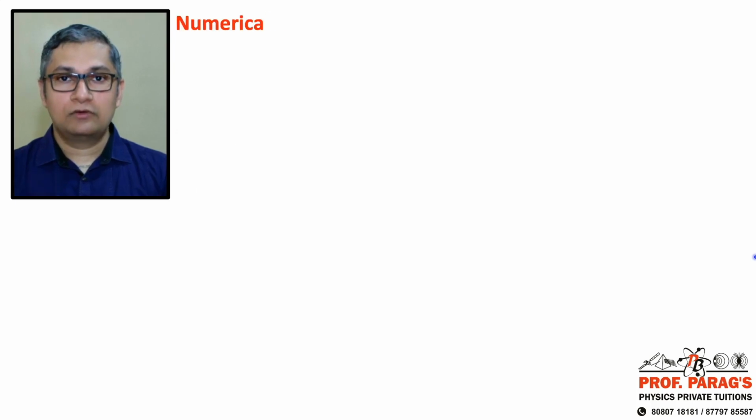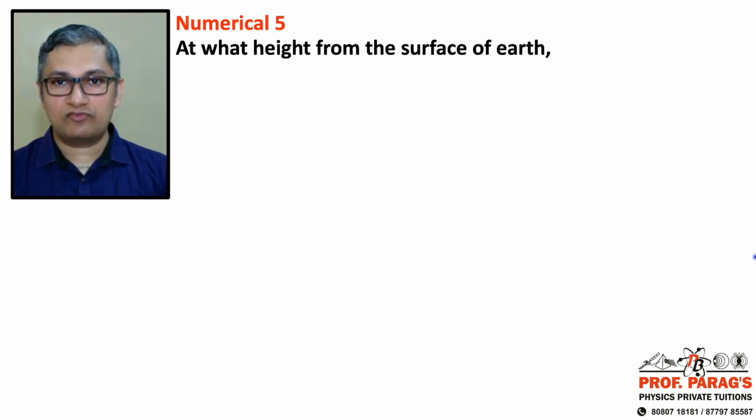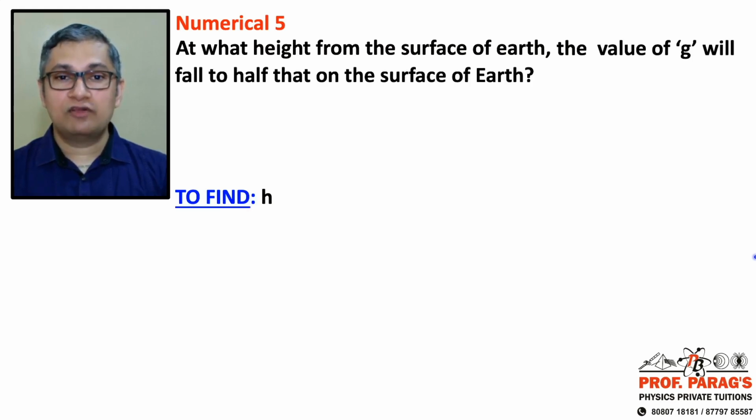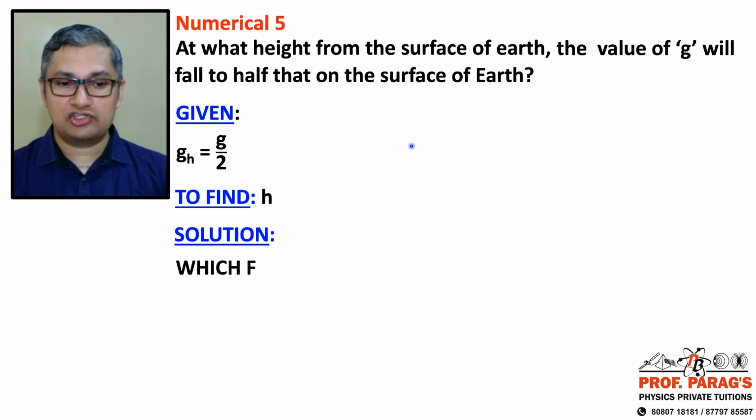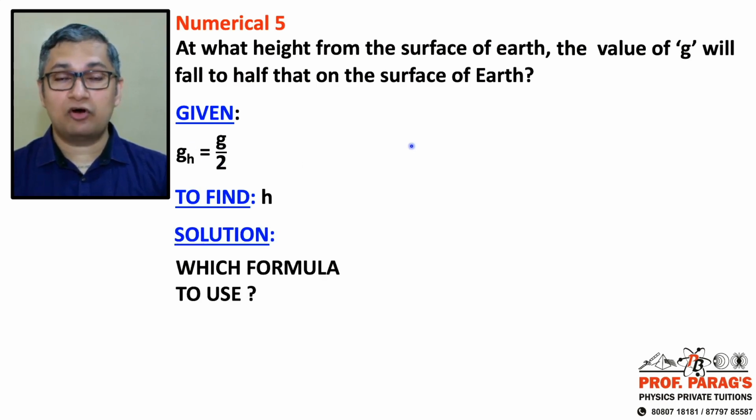Next one, number 5. At what height from the surface of Earth? One thing is clear, I already know what they want me to find out, and that's small h. The value of small g will fall to half that on the surface of Earth. So g at the height h is half of that of the surface, so g by 2. So how do we get the value of small h? First thing here is, because we are going to deal with gh, we need to decide which formula we should use for gh.